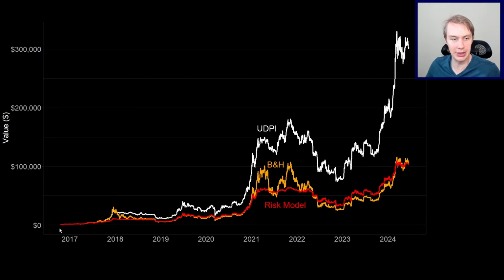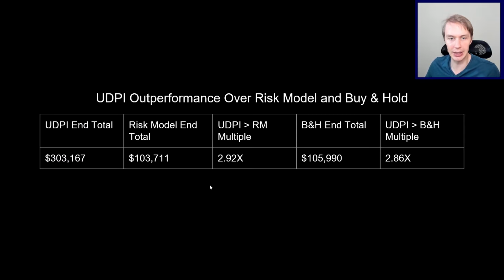This is starting in late 2016, and then the exact same setup, the exact same strategy, everything else, and we see a similar story. Now, interestingly here, the risk model and buy and hold really ended up in about the same place. So risk model did not really outperform buy and hold in this backtest, whereas the UDPI, again, massively outperformed both. We can look at the exact numbers. UDPI beat the risk model by almost 3x, and it beat buy and hold by 2.86. So in fact, the risk model actually underperformed buy and hold here by a little bit. UDPI outperformed both of them.